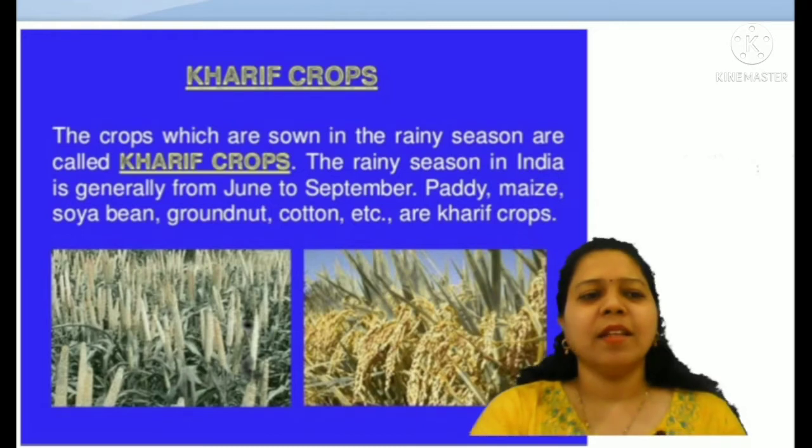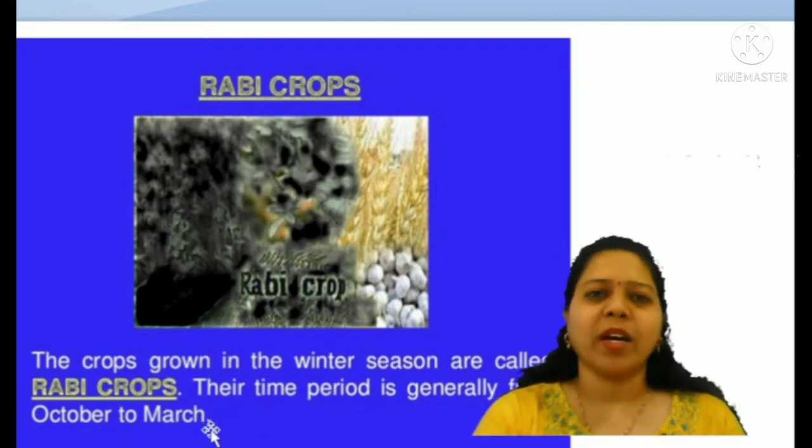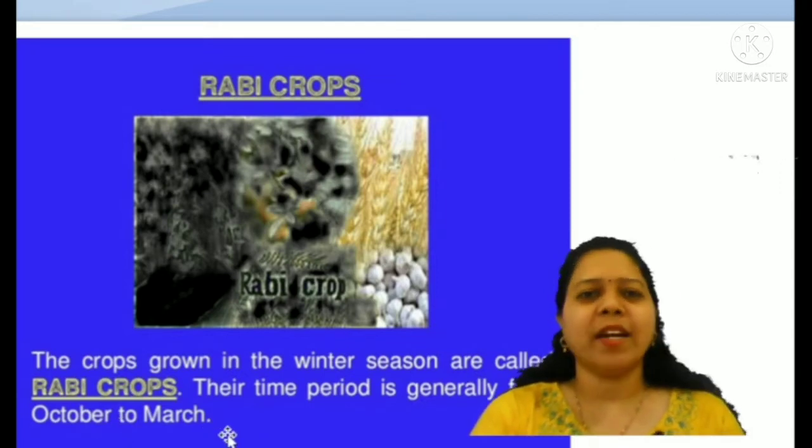Next are the rabi crops. The crops grown in the winter season are called rabi crops. Their time period is generally from October to March. The crops which we take in the winter season are known as rabi crops, and we take them from October to March.